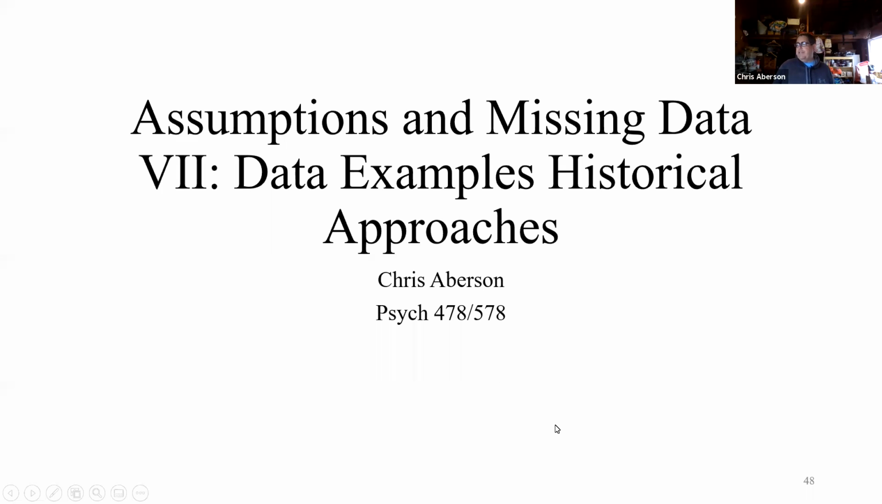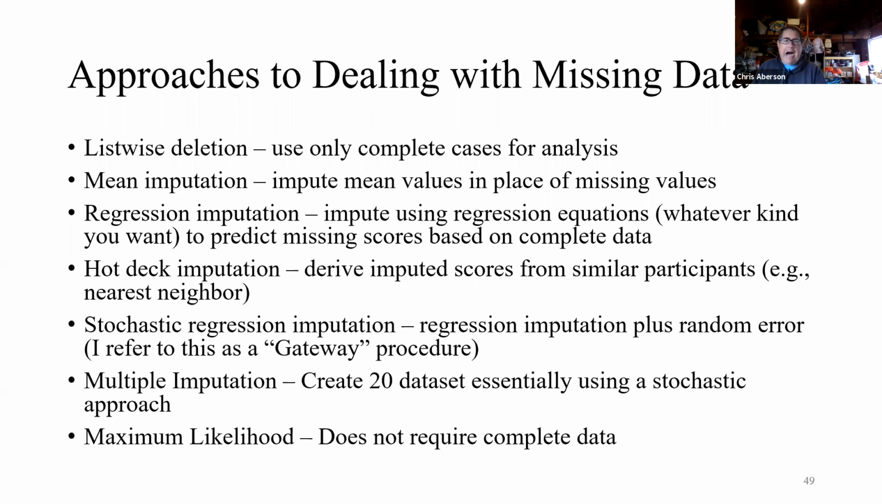All right, let's take a look at some historical approaches. I'll go over a list of these, and then we'll talk about some of them. I don't think I do one of these actually. Listwise deletion. Here the idea is we only use complete cases. Mean imputation. Impute mean values in place of missing values. Regression imputation. Impute using regression equations to predict missing scores.